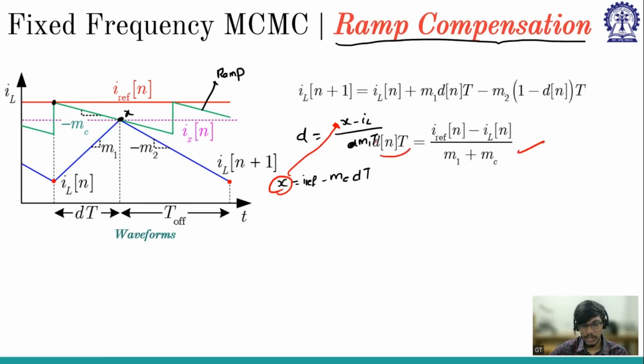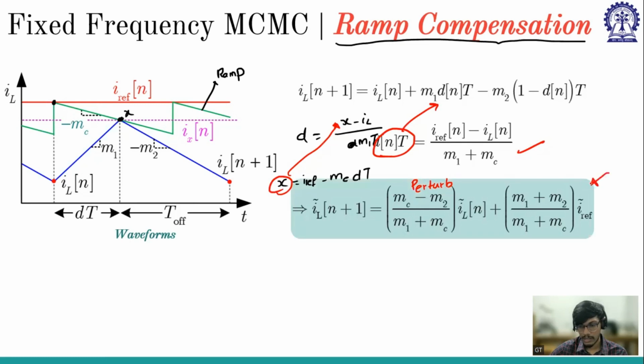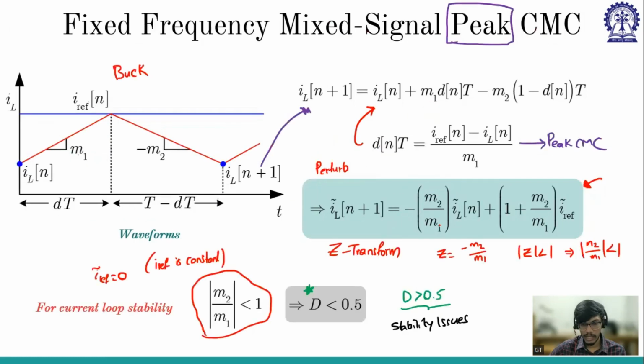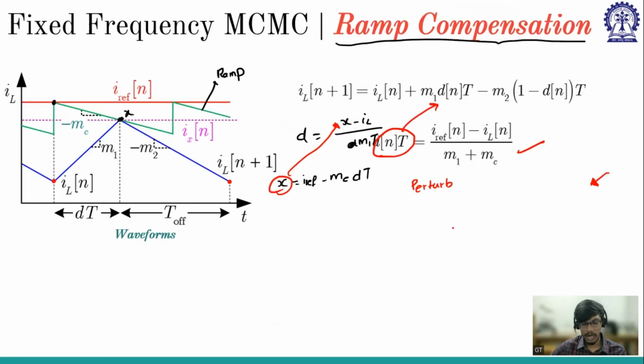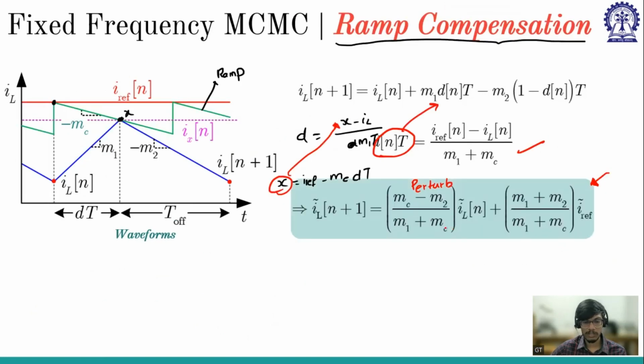Now you substitute this duty ratio in this expression and then perturb it, so whatever we have done in the previous slide. Then you will be getting this expression. So if you go back, here we have minus M2 by M1, 1 plus M2 by M1. Here, as there is this compensating ramp with slope MC, we will be getting these expressions.